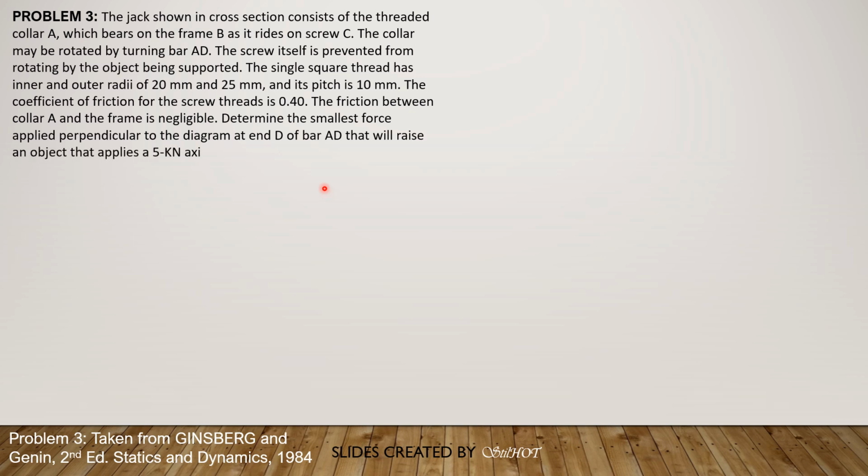The collar may be rotated by turning bar AB. The screw itself is prevented from rotating by the object being supported. The single square thread has inner and outer radii 20 mm and 25 mm, and its pitch is 10 mm. The coefficient of friction for the screw threads is 0.4. The friction between collar A and the frame is negligible. Determine the smallest force applied perpendicular to the diagram at end B of bar AB that will raise an object that applies a 5 kN axial force to the end of the screw.